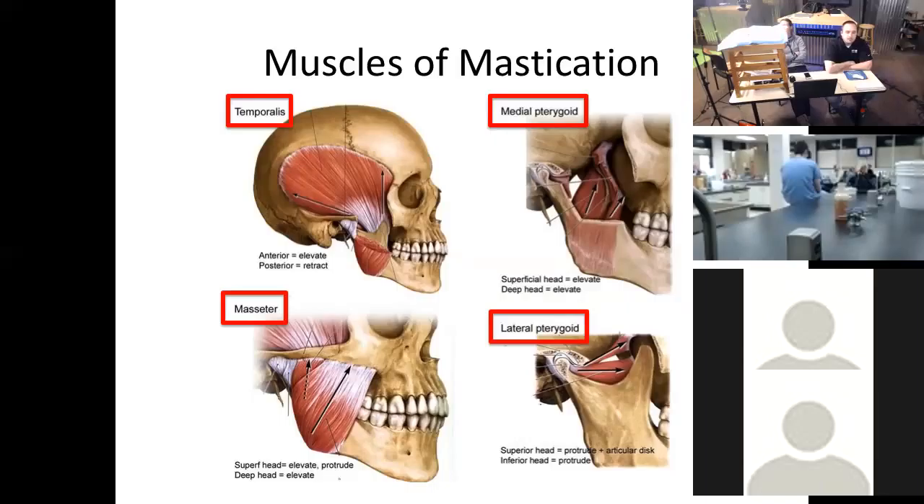All of these muscles of mastication are innervated by a different nerve than the muscles of facial expression. So the muscles of facial expression were innervated by the facial nerve, but the muscles of mastication are innervated by the mandibular nerve, which is one of the three major branches of the fifth cranial nerve.